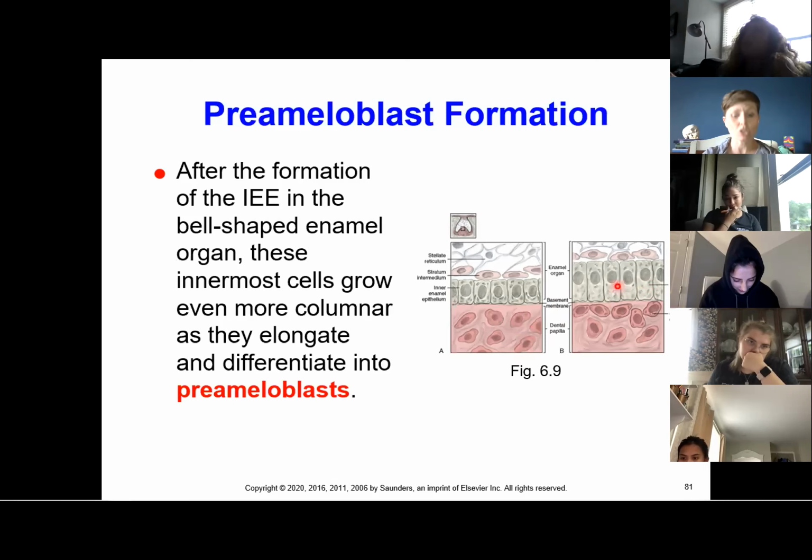And so as you're starting to form those preameloblasts, you can see that the inner enamel epithelium starts to become more columnar. So it starts to elongate and differentiate. And when it differentiates, the nucleus of the cell goes to one side, right? This growth and elongation of the inner enamel epithelium gives rise to the preameloblast, which will give rise to our enamel. Okay.